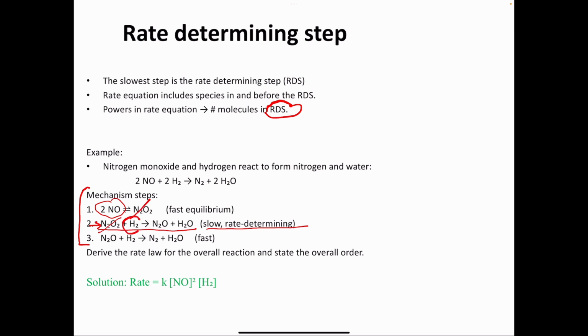So it's only 2 nitrogen monoxides and 1 hydrogen that have reacted until the rate determining step, meaning the rate equation should be rate equals k times the concentration of NO to the power 2. These coefficients are going to be the orders with respect to the reactants. Hydrogen is 1, so the order is going to be 1 with respect to hydrogen. And so this is going to be the overall rate equation for that specific reaction.